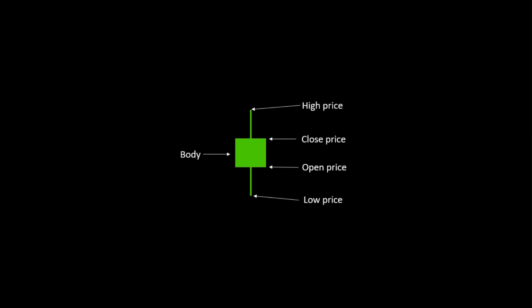The body is the thick part of the candle. It represents the range between the opening price and the closing price during a specific time period. The wicks are the thin lines extending above and below the body. These show how far the price moved beyond the open and close during that time. A single candlestick may look simple, but it holds a lot of valuable information about price movement during a specific time period, whether that's a minute, an hour, a day, or even a week, depending on your chart time frame.